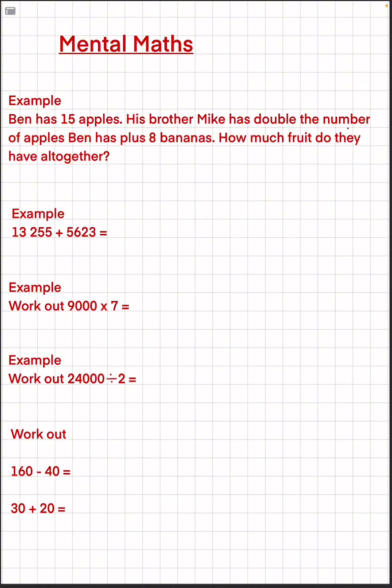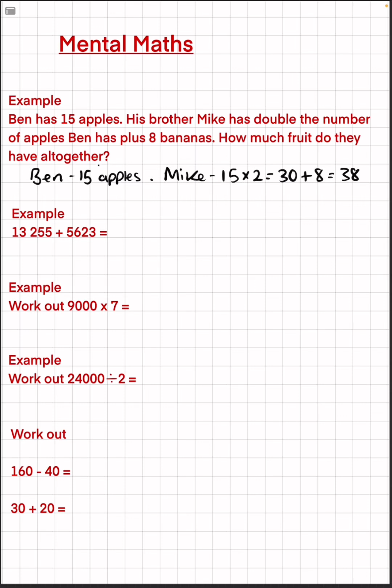His brother Mike has double the number of apples Ben has, plus 8 bananas. How much fruit do they have altogether? We've been told Ben has 15 apples. And his brother Mike has double the number of apples Ben has. So Mike has 15 times 2, which is 30 apples, plus 8 bananas. 30 plus 8 equals 38.